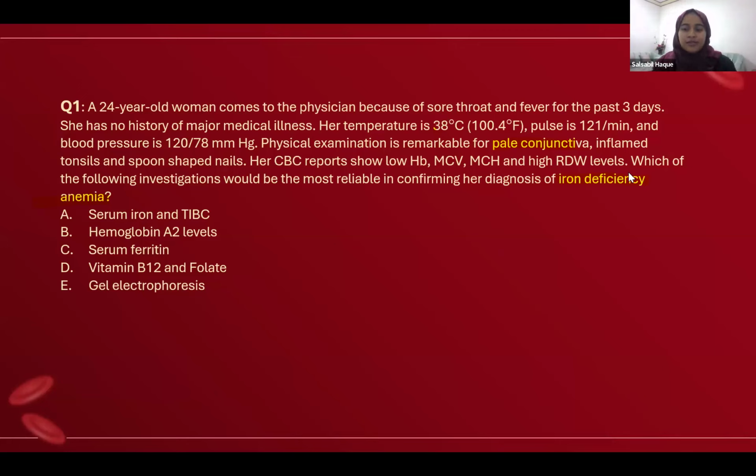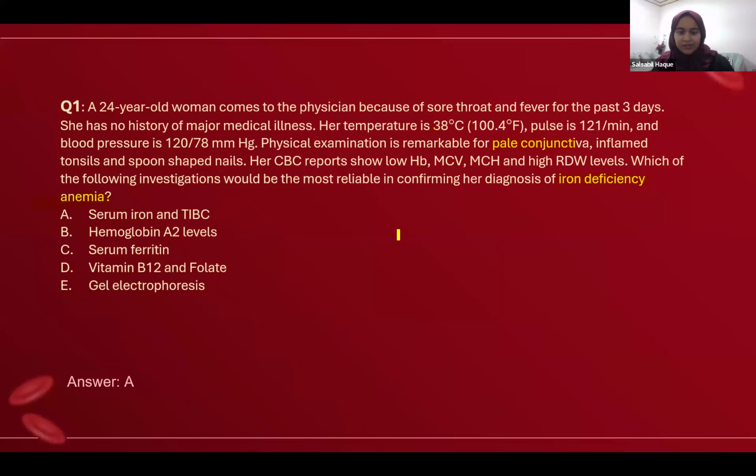It is an acute phase reaction, correct. So as she has sore throat and fever and possibly inflammation going on, ferritin levels are normally supposed to be high. Therefore, the next best test would be to do serum iron and TIBC. Okay? So the answer is A.